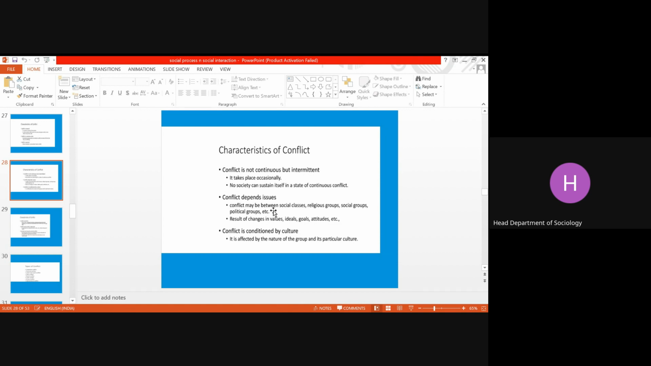Conflict depends on issues. Conflict may be between rich and poor. Social class depends on rich, poor, middle class. Religious conflicts are there, social group conflicts are there, and different political groups fight on different issues. It is the result of changes in values, ideas, goals, and attitudes. Right? Different issues are there. Conflict is conditioned by culture. It is affected by the nature of the group and its particular culture.